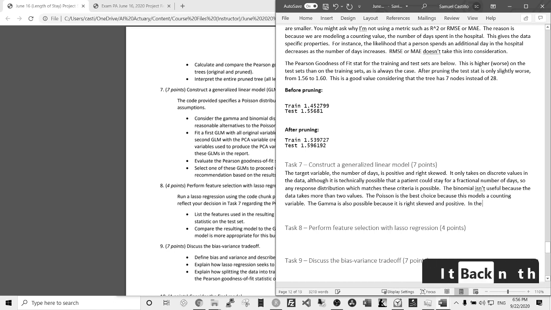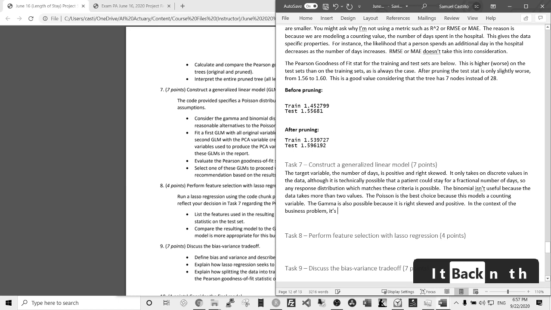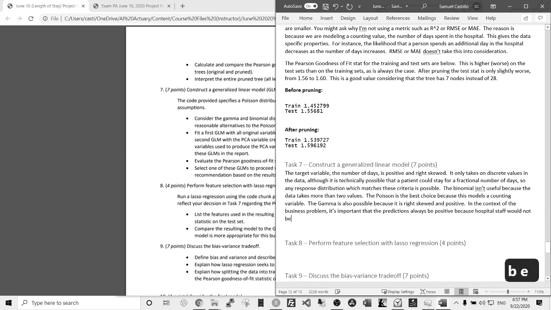In the context of the business problem, it's important that the predictions always be positive because hospital staff would not be able to make sense of a negative number of days spent in the hospital.